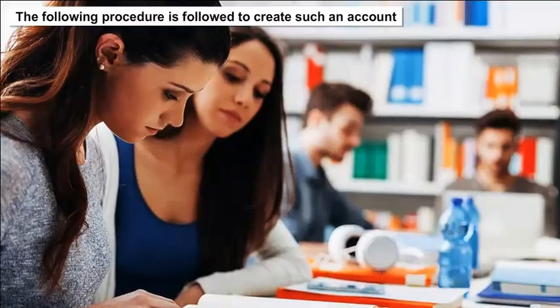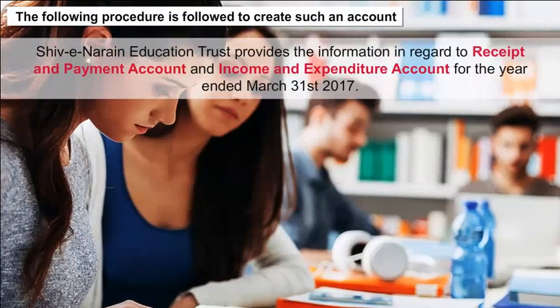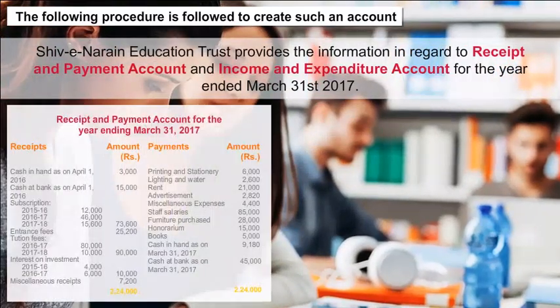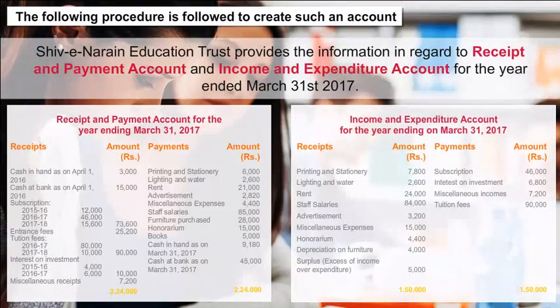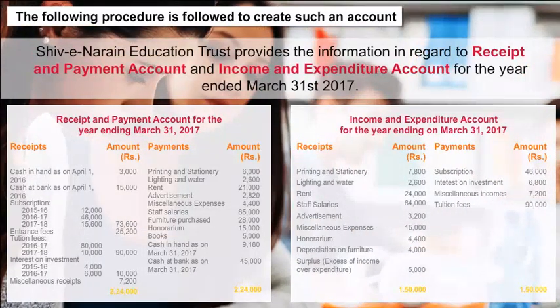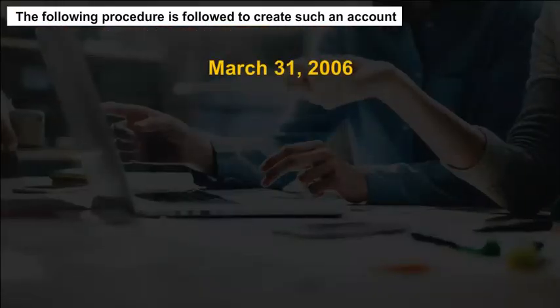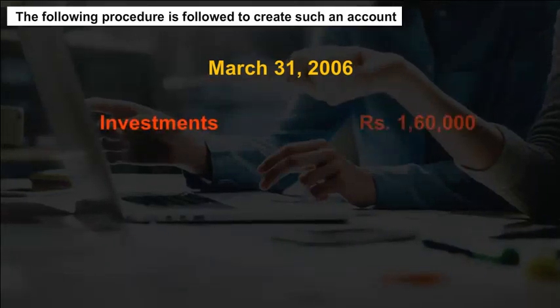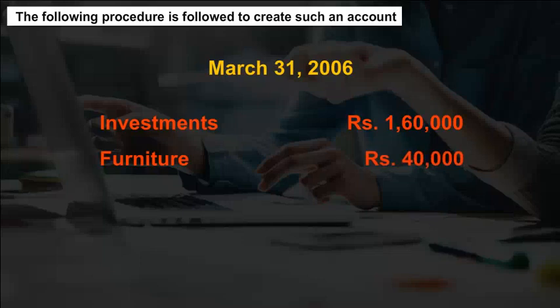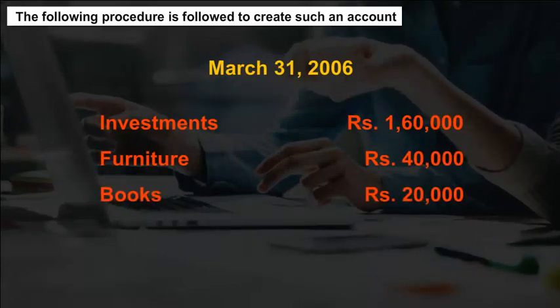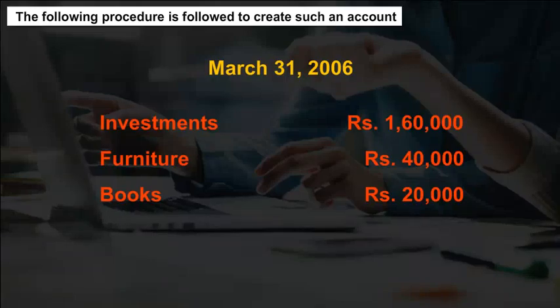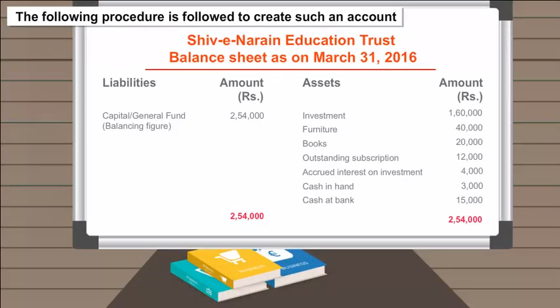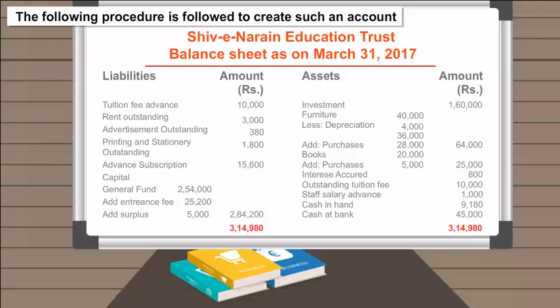For example, Shiv Narayan Education Trust provides the information in regard to the receipt and payment account and income and expenditure account for the year ended March 31st, 2017. On March 31st, 2016, the following balances appeared: investments rupees 1,60,000, furniture rupees 40,000 and books rupees 20,000. Prepare opening and closing balance sheets. Balance sheet as on 31st March 2016. Balance sheet as on 31st March 2017.